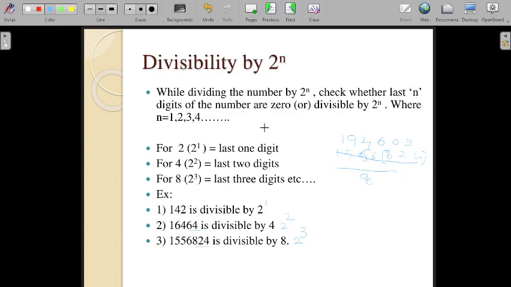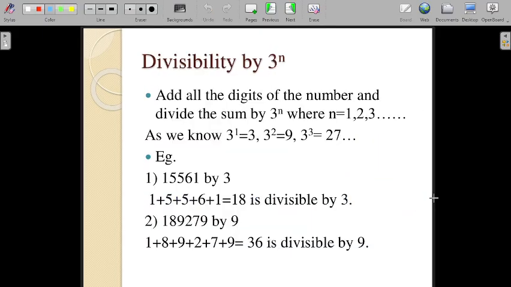For example, let's say 16. 16 means 2 power 4, right? That means the last 4 digits should be taken. For 32, which is 2 power 5, the last 5 digits should be taken.